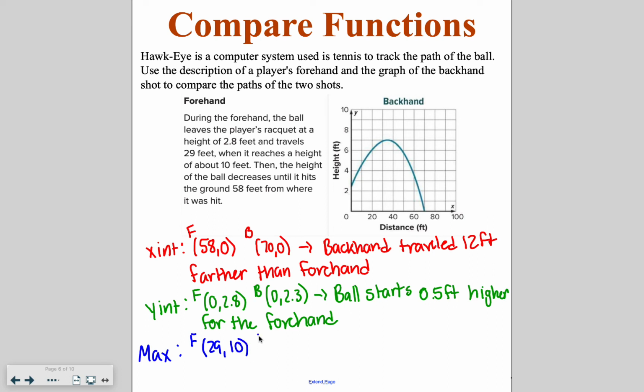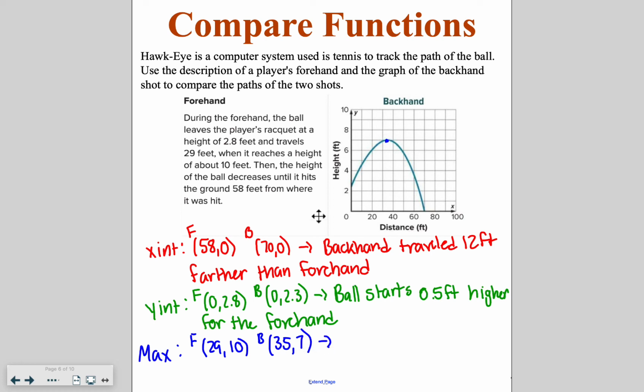So that's going to tell us for our forehand, the distance away is 29, and the height of the ball is 10. And for the backhand, if I look at my graph, I come over here to my maximum point. That looks like it's somewhere between 30 and 40, so I'm going to call that 35. And then if I'm looking at my height, that hits exactly at 7.